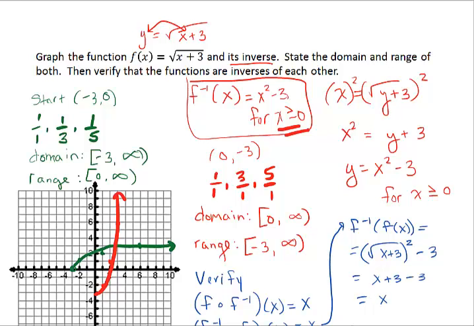So I've now verified that both of these compositions give me x, and if both of them give me x, then I can indeed verify that my functions are both inverses of each other.